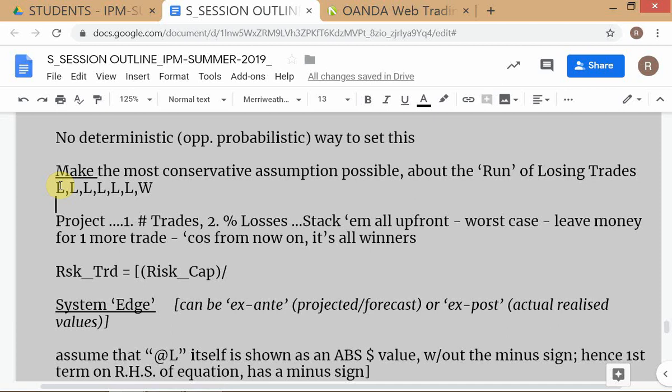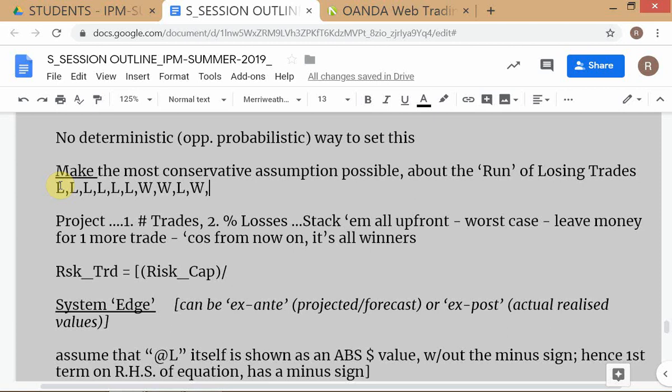Now the distribution of trades can be like this: then you can have a win, then a loss, win, then a loss, then a loss, then a win, then you can again have another run of losses. This can be a run of 13 losses, okay? So this is what is meant by runs.